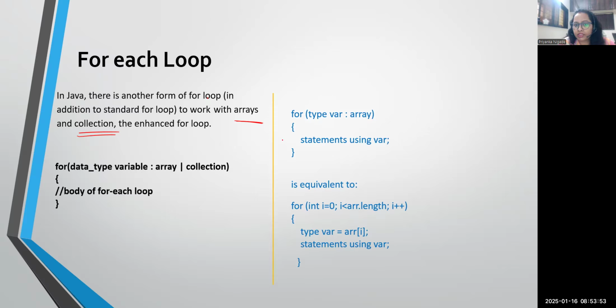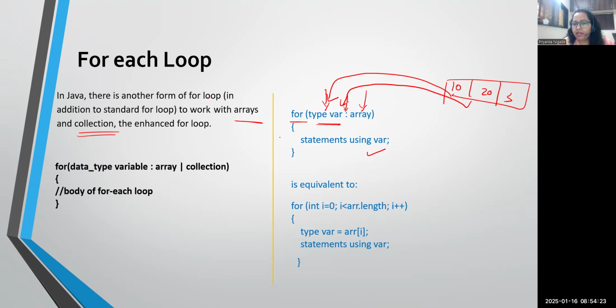What you need to do, just write for. What type of array is it? If the array is an integer type, or a double type, you create a variable of the same type. Then you put this colon, the array name, and that's it. Suppose I have an array containing three elements. It will pass the first element to the variable and then you can print that variable. Then it will pass the second element, the third element, for however many elements the array has. It will pass each and every element to that variable and you just print that variable.